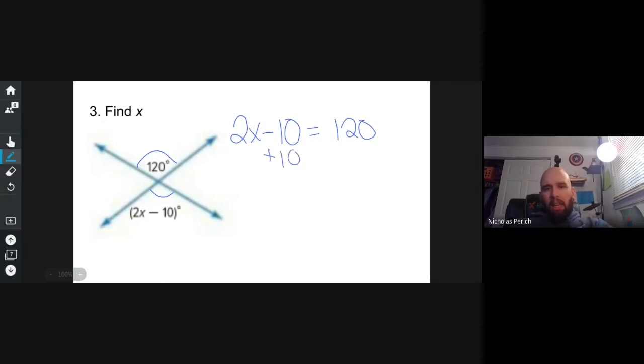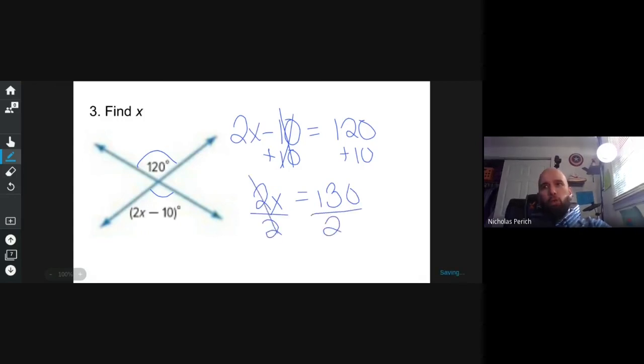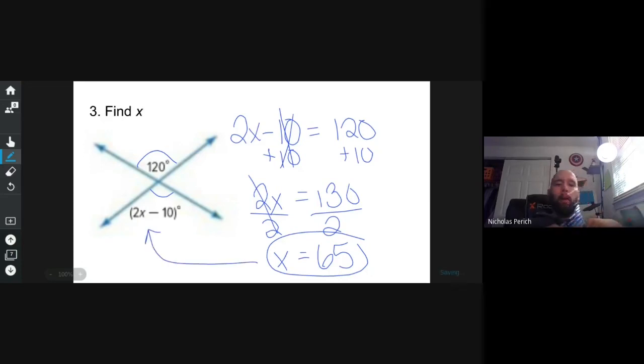And now I can add 10, and I can add 10, and 2x equals 130, and divide by 2, and divide by 2, and x equals 65. Mr. Parrish, how do you know if you did it right? Oh, okay. Well, if x is 65, I could plug that x into that angle down there and do 2 times 65, which is 130, and 130 minus 10 is 120, which is equal to 120 right there. I guess I did it right.